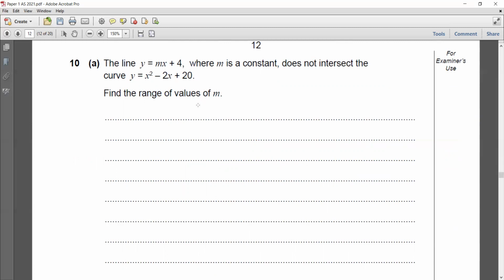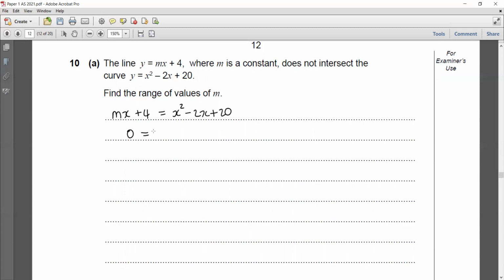Okay, so we know that if we were trying to find the point of intersection of a line and a curve, we would equate them and then solve for x. So let's proceed in that manner. So we would say mx plus 4 is equal to x squared minus 2x plus 20. And this is quadratic. We want everything on the left, 0 on the other side. So I can take this one that side and this one that side.